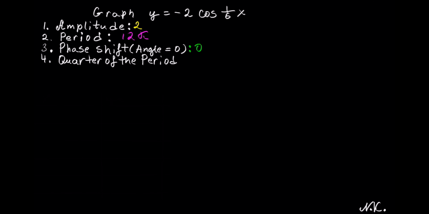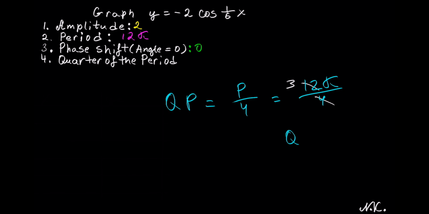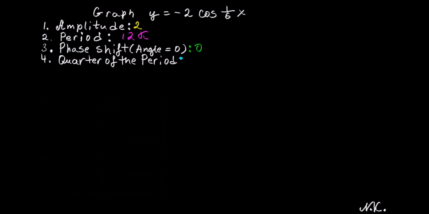We also need to calculate a quarter of the period, which is equal to the period divided by 4. We had the period equal to 12 pi, and let's divide it by 4. 4 goes into 12 3 times, so a quarter of the period is equal to 3 pi. So a quarter of the period is 3 pi.